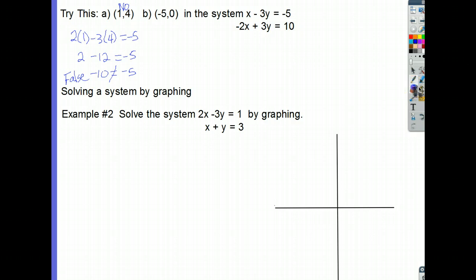Okay, you guys are already telling me you made a mistake, Mr. Gibson, and I sure did. I plugged this into the second equation. So let's go back and plug it into this first equation again.